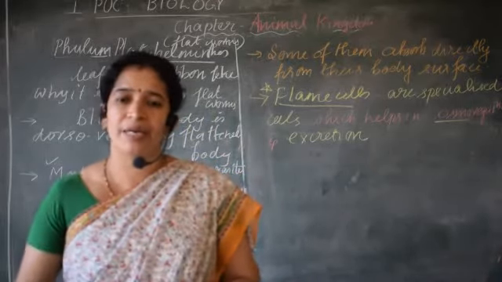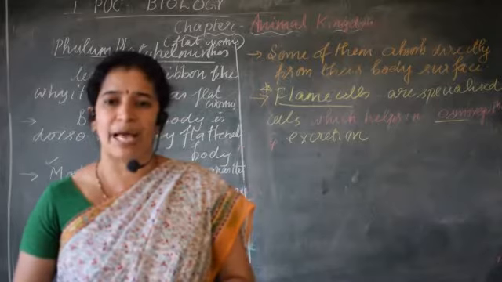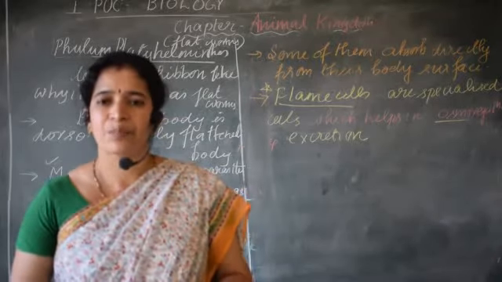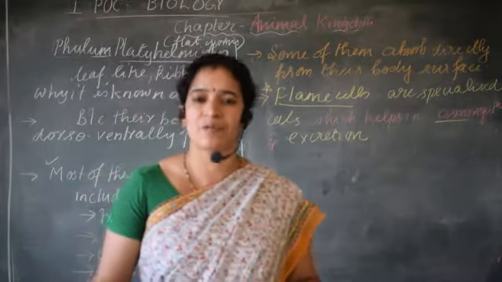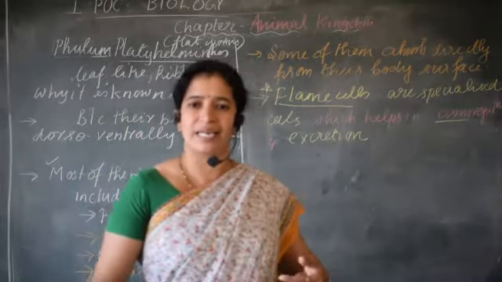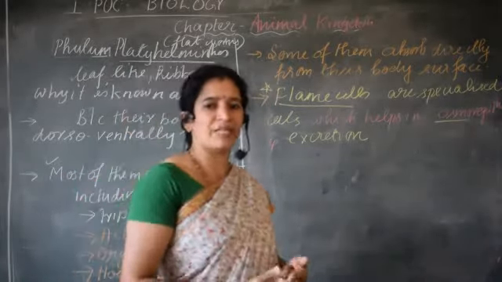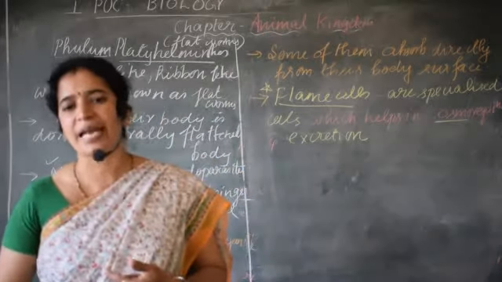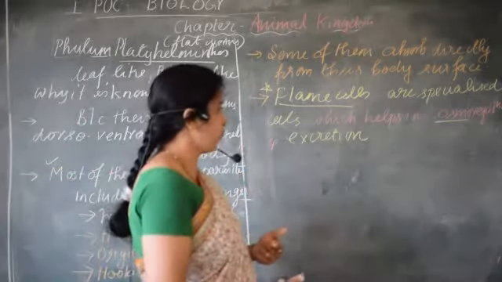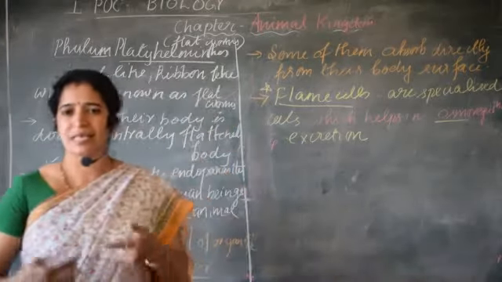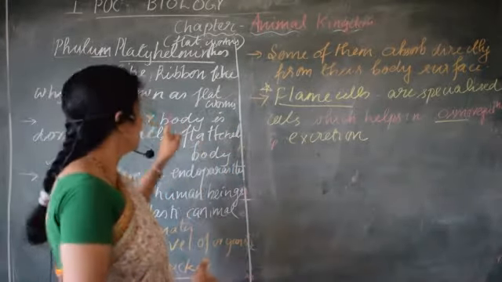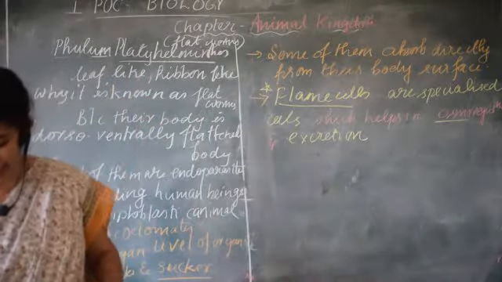So in the body of some of the primitive animals or lower animals like Platyhelminthes, they do not have a special mechanism like a circulatory system. Instead, with the cells they have, they have to maintain their body fluid concentration. That is carried out by a special cell called flame cells, which is found in the phylum Platyhelminthes.